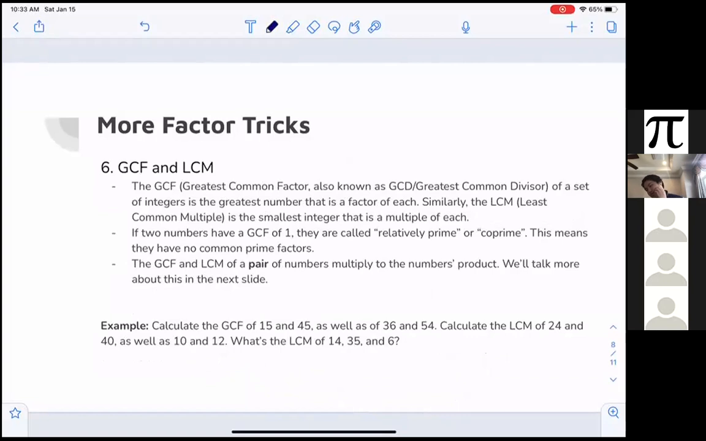Greatest common factor, least common multiple. Now these are more important as we get into higher contests as well. So, greatest common factor of two numbers. Well, how do you find it? It's the biggest factor of both numbers. Biggest number dividing both of them.